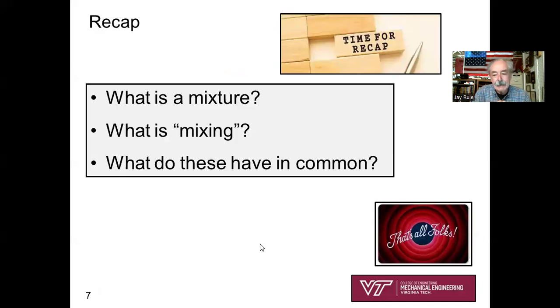So that's the roadmap, and that's some introductory remarks about chapter 12. So can you think in your mind, what is a mixture? It's simply a couple of ideal gas constituents that are mixed together. What's mixing? You can take 2 or 3 or 4 constituents, mix them together in a steady state, steady flow manner, and get a mixture out. So what do they have in common? Ideal gas mixtures.